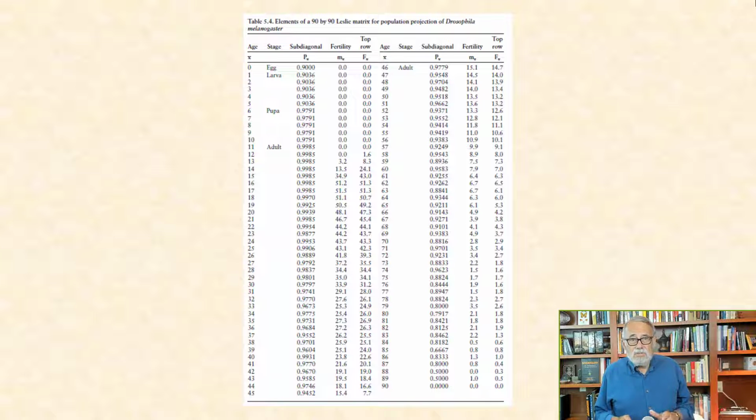I use matrices with the elements shown here for a 90 by 90 Leslie matrix in which we have age in these two columns from 0 to 90. We have stage corresponding to the age. The subdiagonal elements shown here, in the top row, Fx, based on the fertility Mx.